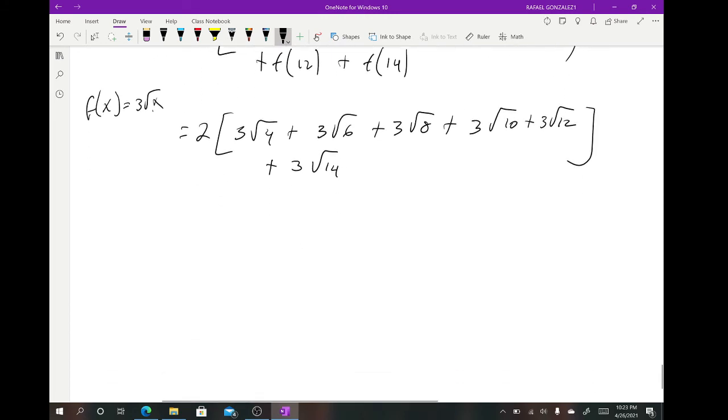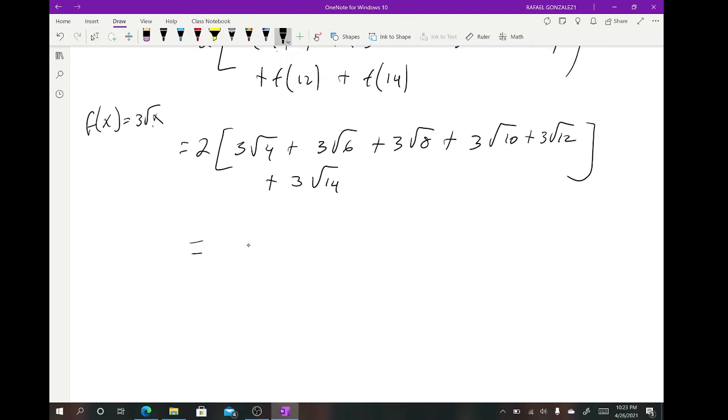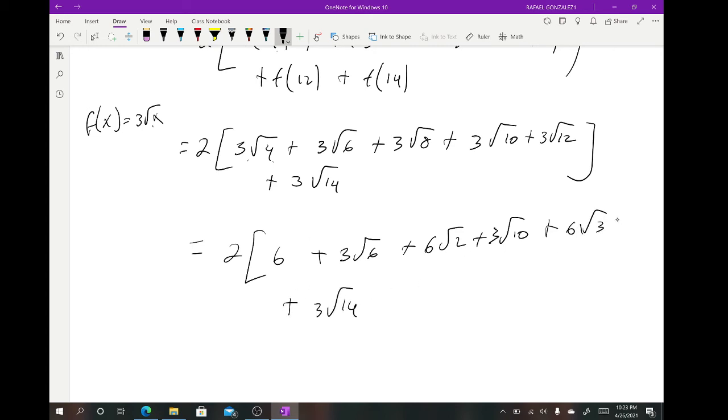And much like before, you could try to simplify a little bit. So you have 3 times radical 4 is 6, because the square root of 4 is 2, plus 3 radical 6, plus 6 radical 2, plus 3 radical 10, plus 6 radical 3, plus 3 radical 14.